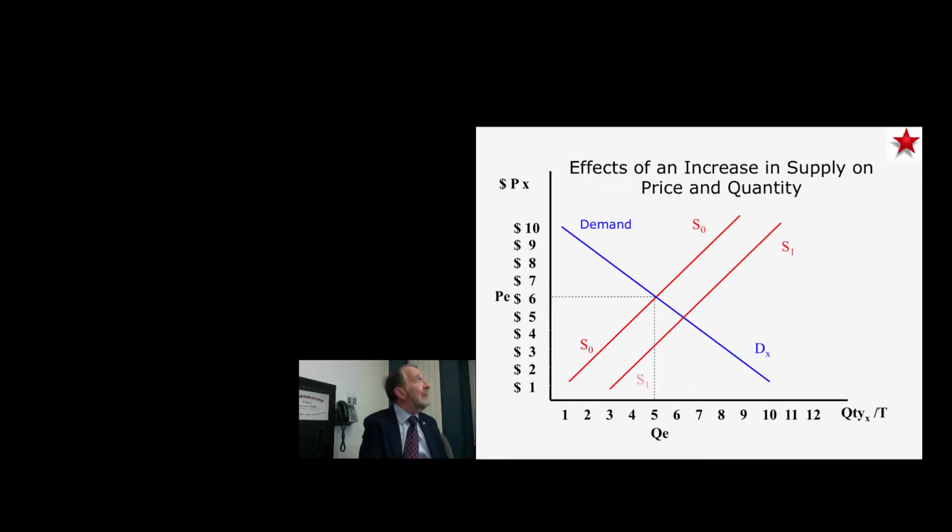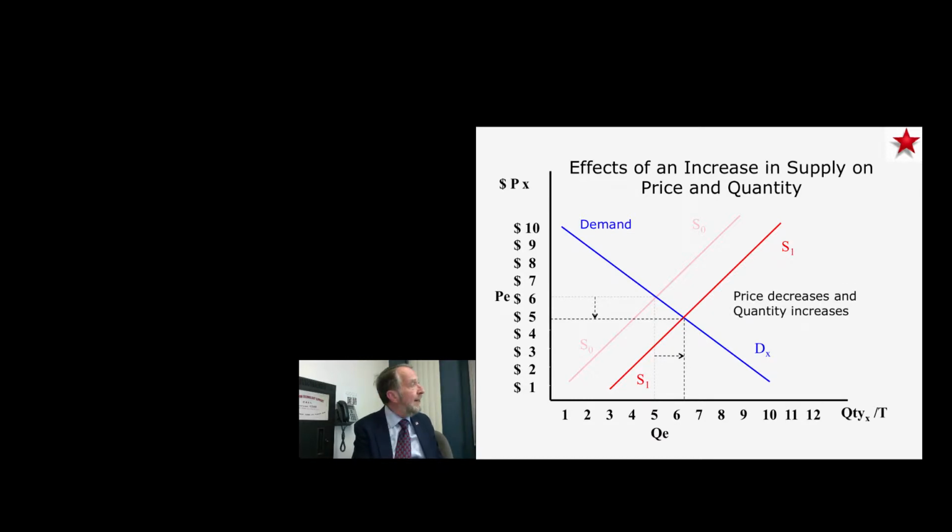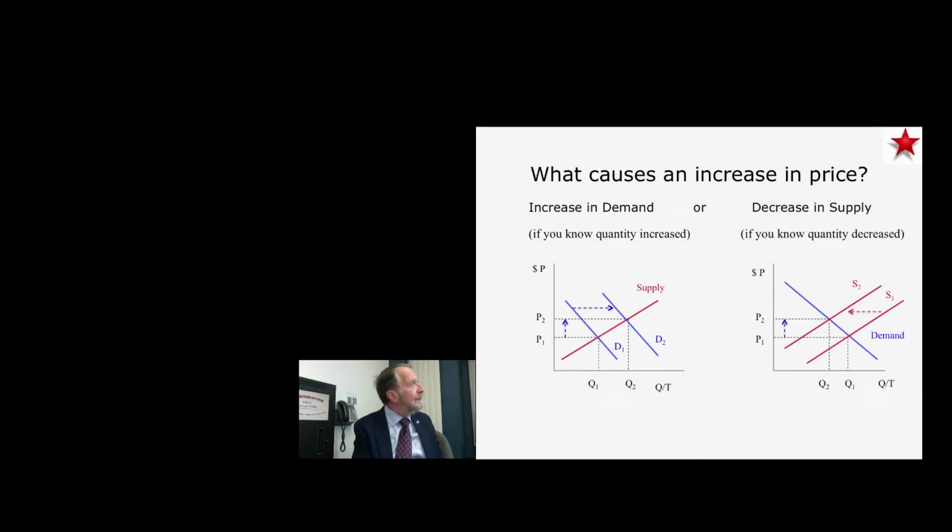The effects of an increase in supply. Well, again, an increase is a rightward shift. We can see that an increase in supply would lower price and increase the quantity being bought and sold. So combining now, looking at price changes up or down, if price goes up, what are the possible explanations? Well, one we've already said is an increased demand. That would cause price to go up. The other is a decrease in supply. That would cause price to go up.